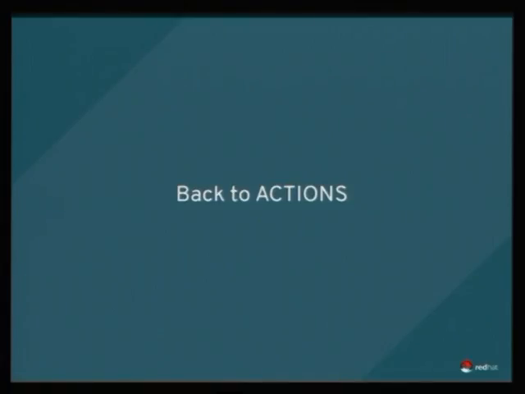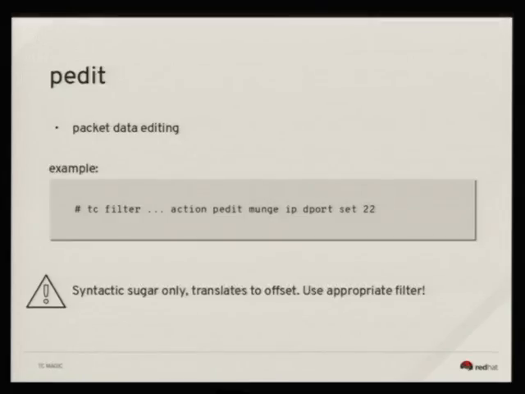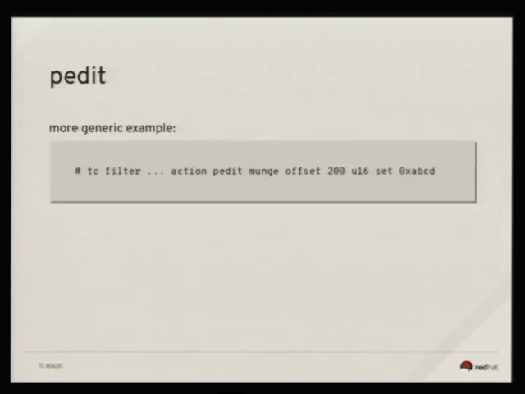So back to some more actions. I will just go quickly through them because those are not that interesting. You can look those up online if you want to. So pedit can edit packet data. So for example, I can edit the destination port and set it to a certain number. Again, this is internally translated to packet offsets. So in fact, this is doing something like this: change data at offset something to some value.